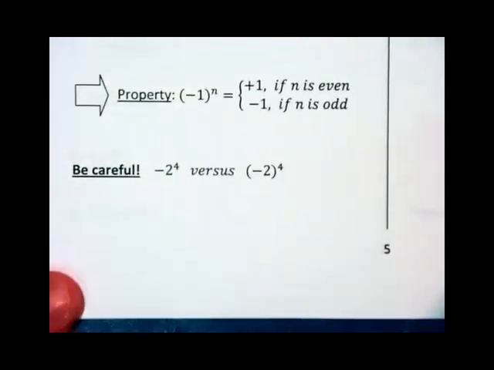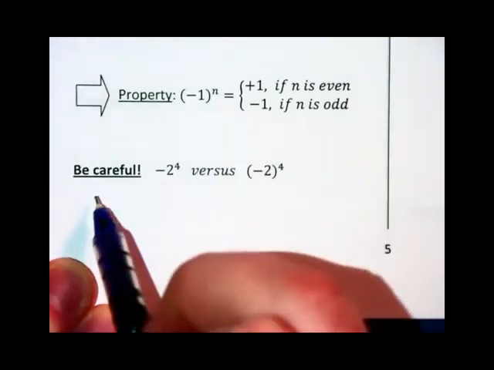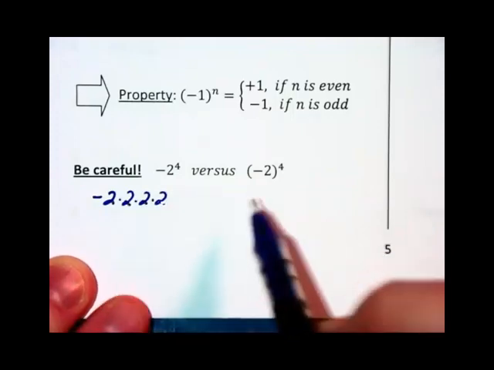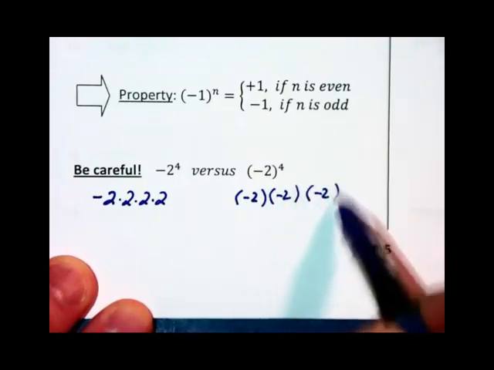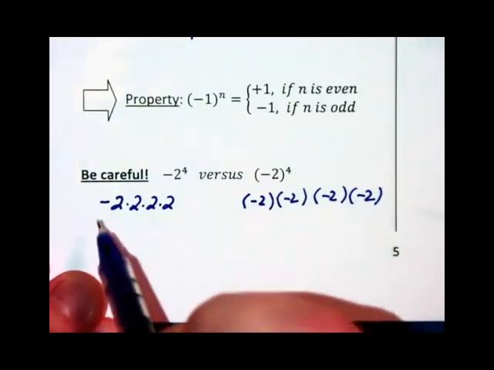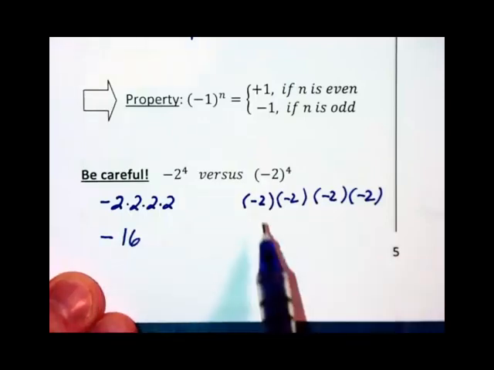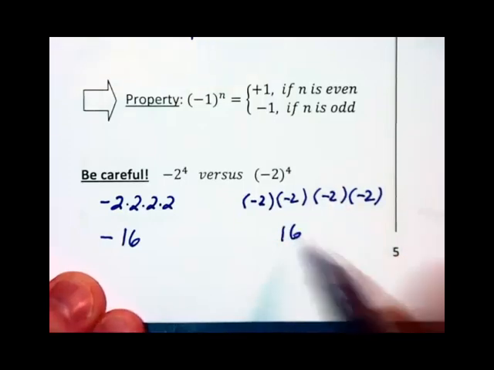Now, some people take that a little bit too far, and they get messed up with this last problem that I have in this column. Be careful. When you have negative 2 to the 4th power written without parentheses, that's really negative 2 times 2 times 2 times 2. Whereas when there's parentheses, that is negative 2 times negative 2 times negative 2 times negative 2. And these give you different results. The first one is negative times all those 2's together to get negative 16. And in this second case, there are 4 negatives altogether, meaning you get positive 16.